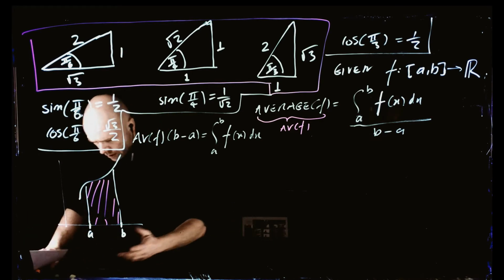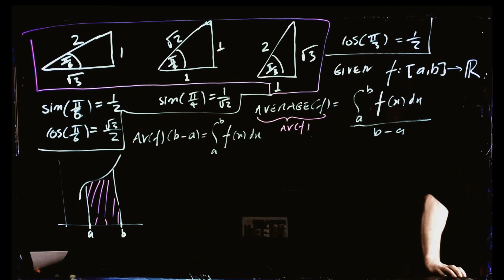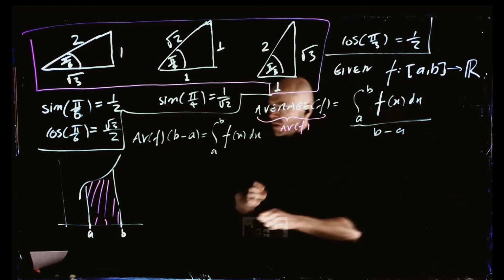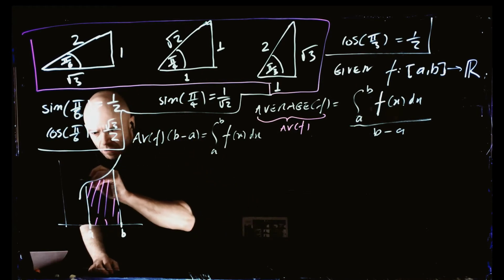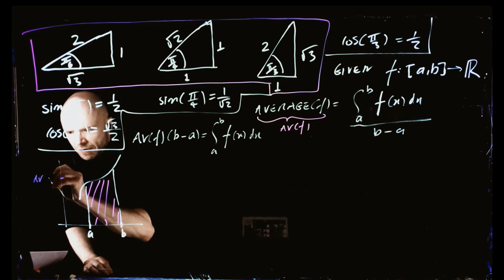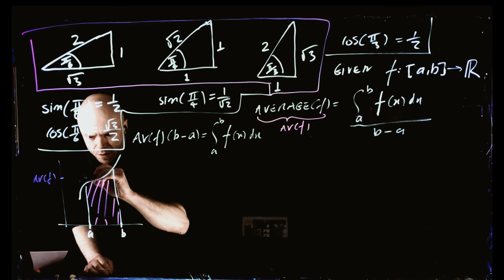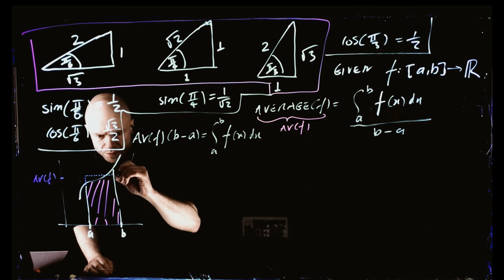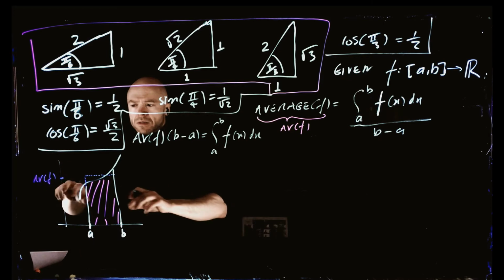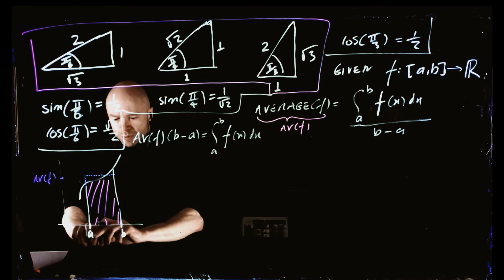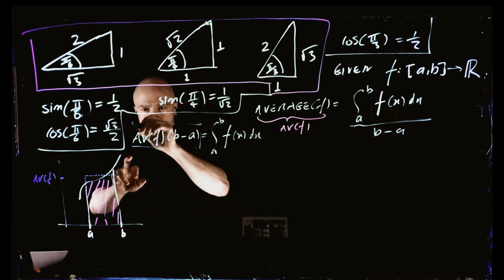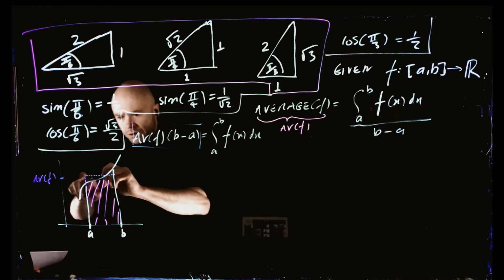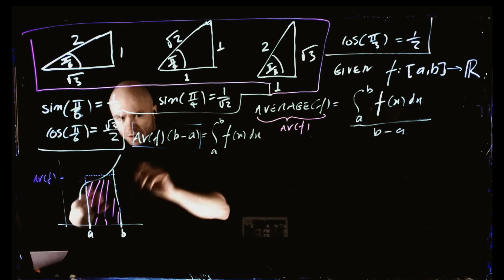So let's represent what this thing is. If we put a rectangle whose height is given by AV of f, like this in the blue, then a rectangle whose height is AV of f and whose base is from a to b would have area given by this. So the area of the rectangle in blue here is given by this thing.